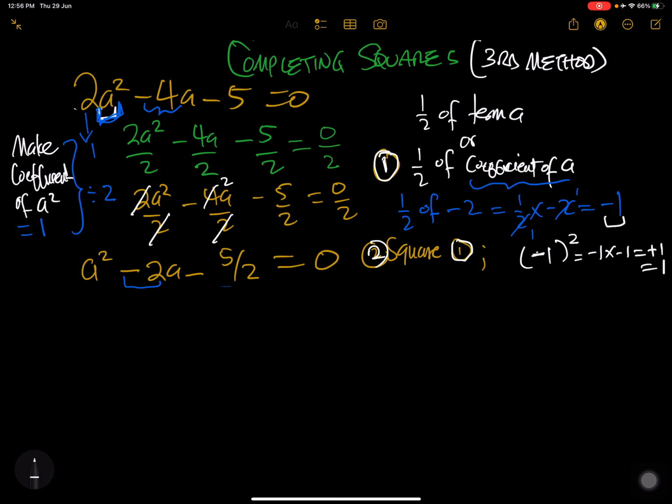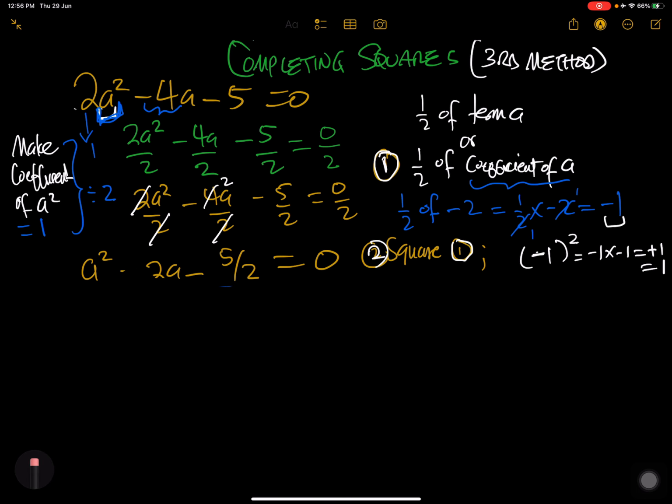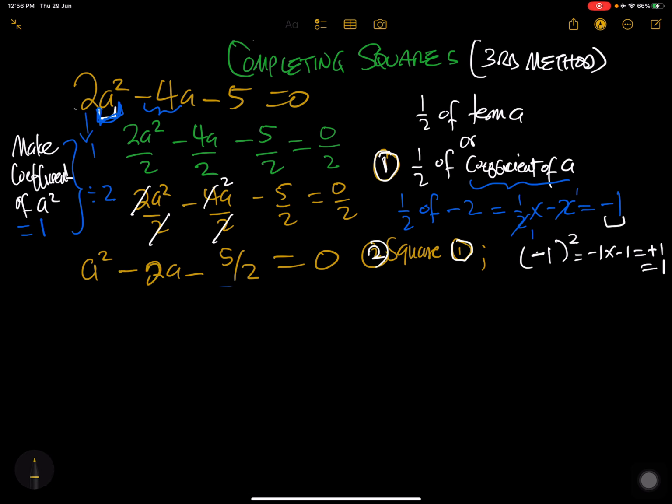By squaring it, we are getting positive 1. I hope we're good. So now the next thing we're going to do is, because we have -2a here, right? Because we're having a squared minus 2a minus 5 over 2 is equal to 0.